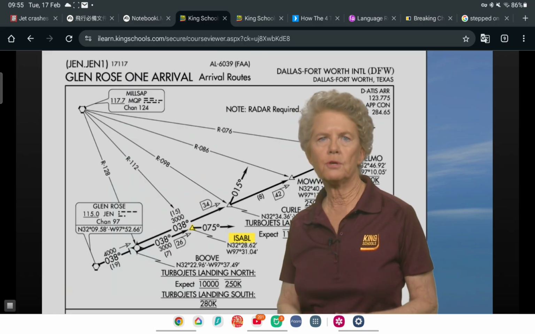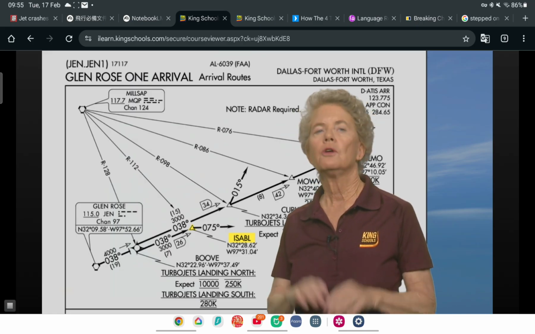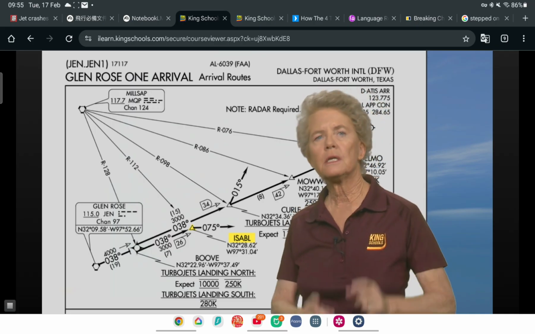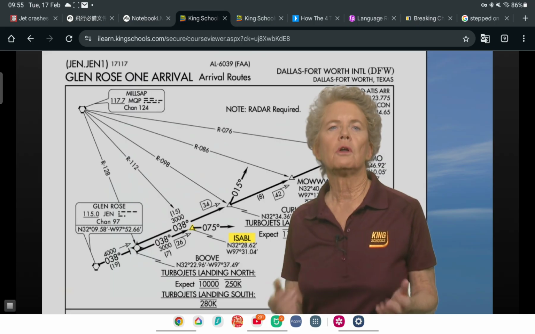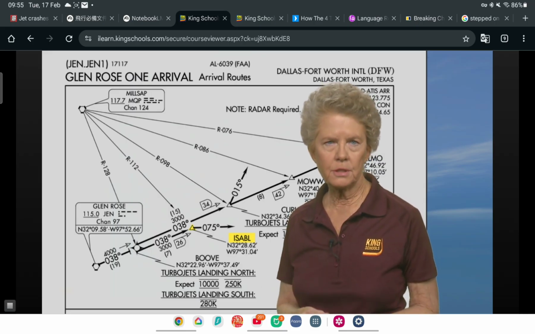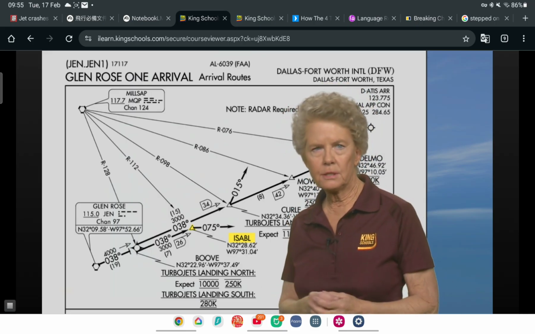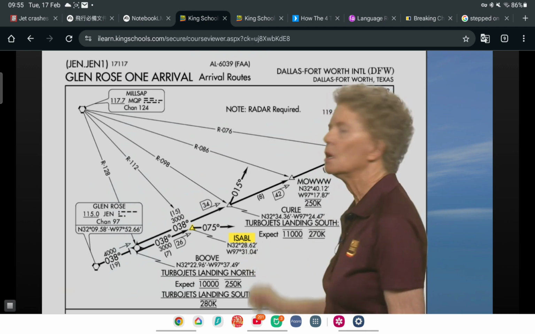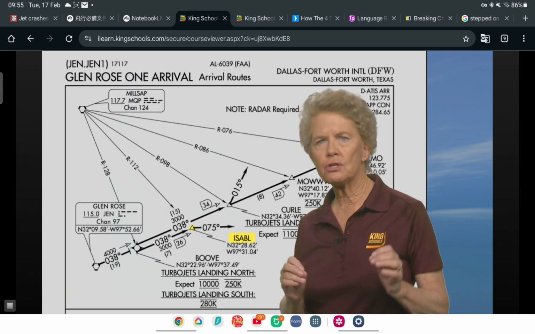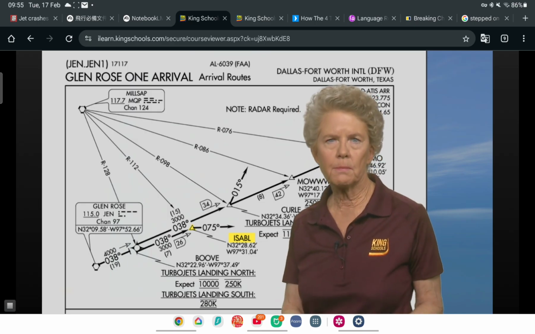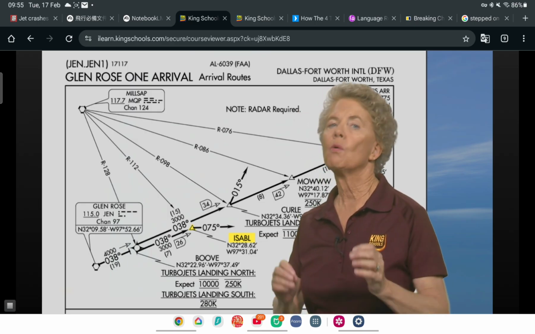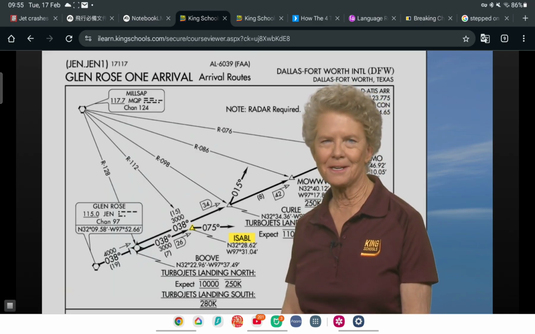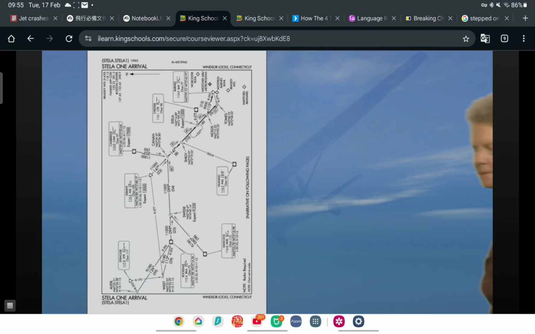When a controller gives you a crossing restriction, you do not have to change your altitude right away. You may descend at your discretion so long as you comply with the altitude restriction. So to follow ATC's instruction to cross Isabel at 11,000, you'll start descending as you need to, but when you start your descent is up to you as pilot in command.